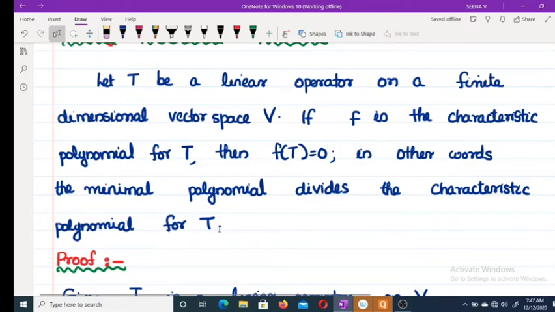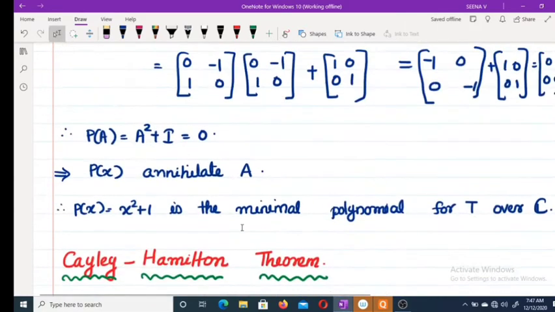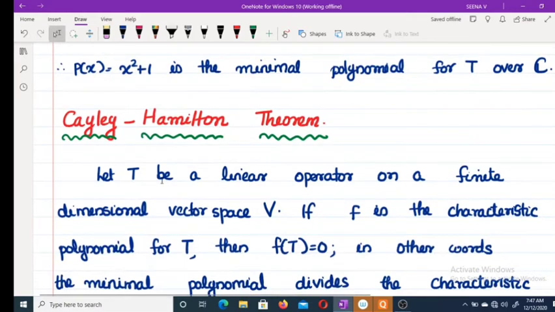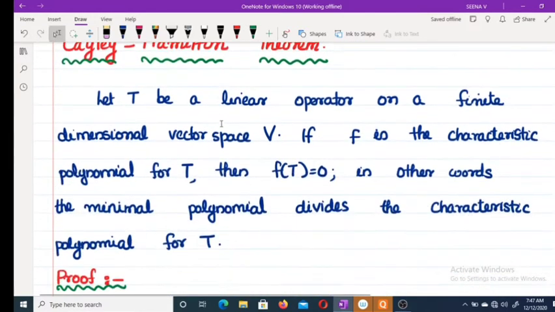We know that the minimal polynomial is the smallest polynomial which annihilates T, and therefore if f is the characteristic polynomial for T, f of T equals 0. Therefore any polynomial which annihilates T must be a multiple of the minimal polynomial. That means the minimal polynomial divides the characteristic polynomial for T. The theorem is very important. State and prove the Cayley-Hamilton theorem. This may be the question. So I think the statement is clear.